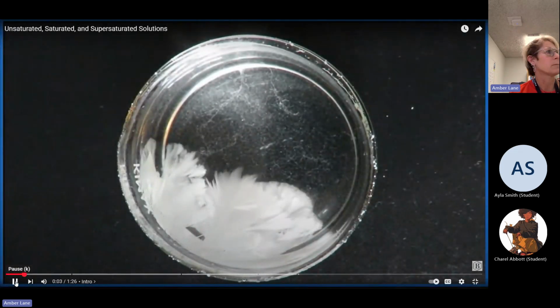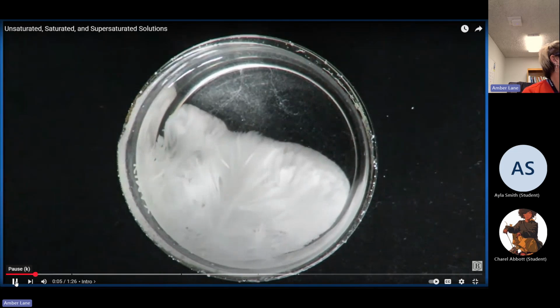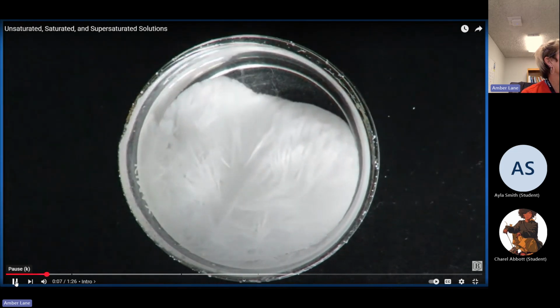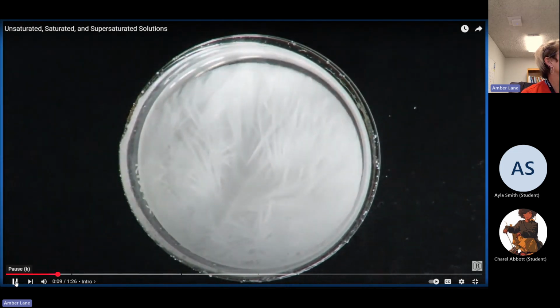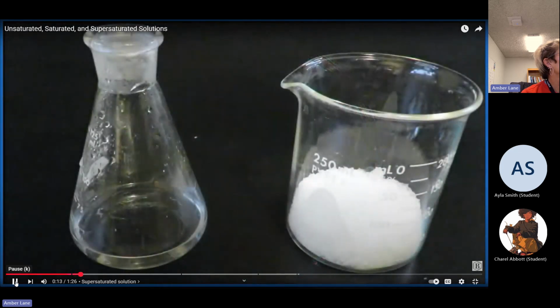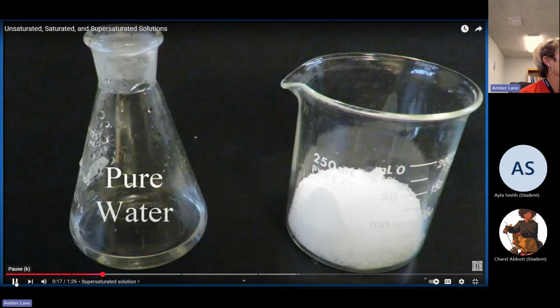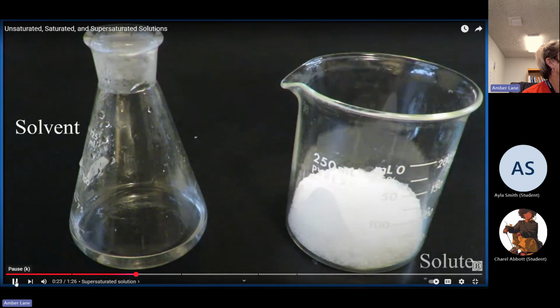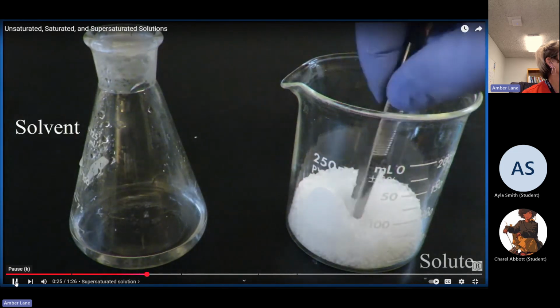Supersaturated solutions are inherently unstable. If you add a small crystal to this metastable supersaturated solution, bam, crystals start to form throughout the solution. To make a supersaturated solution, we start out with pure water, just H2O. That's our solvent. That's going to dissolve these crystals here. We put the crystals in, they're called the solute, and they dissolve.